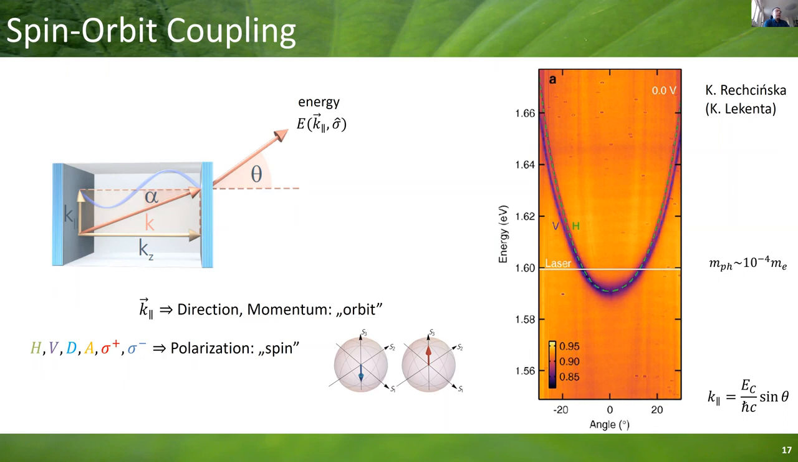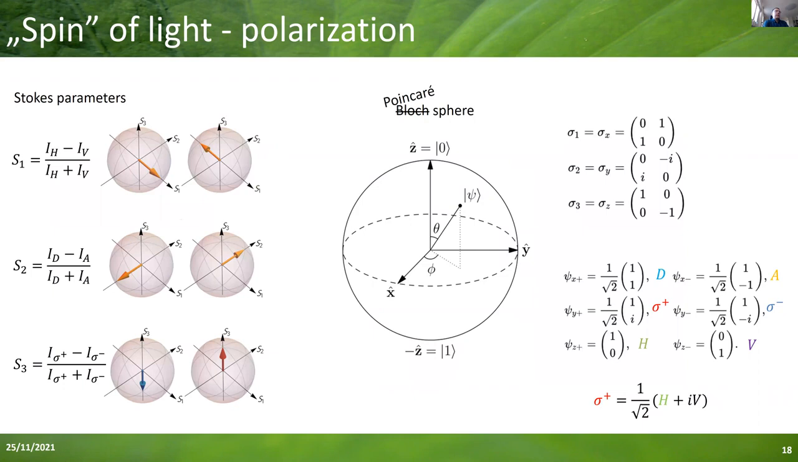But also, as you see, the very important part is the polarization. So we describe this polarization in terms of the Stokes parameters, which can also be transferred to the Pauli matrices. There is some correspondence between the polarization of light and the spin of electrons. So instead of the Bloch sphere for electrons, we are using the Poincaré sphere. Maybe the meaning of spin up, spin down, sigma plus, sigma minus can be plotted differently. But nevertheless, this is a very useful mathematical representation of the polarization of light.